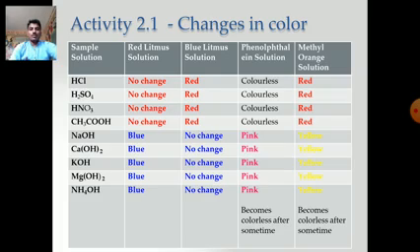In H2SO4, red litmus shows no change. In blue litmus paper, it converts into a red color. In phenolphthalein indicator, it is colorless, and methyl orange solution turns red, and so on.